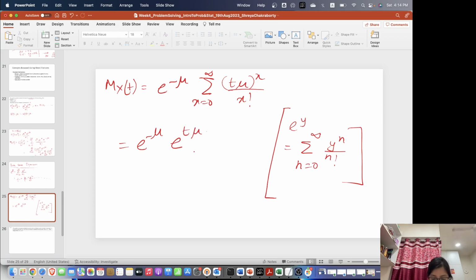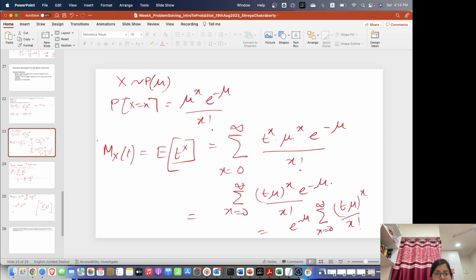Sorry, I made a mistake here, I just wrote an incorrect format. Extremely sorry. This will be the moment generating function. The moment generating function is expectation of e to the power tx.